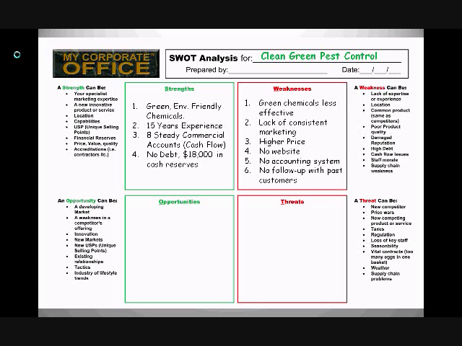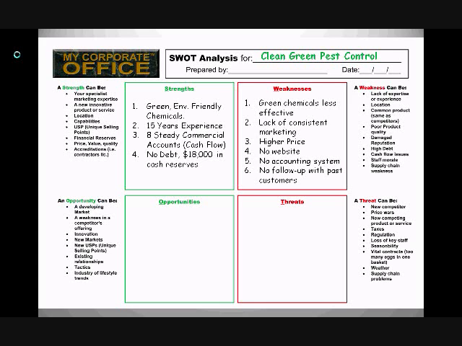2, the lack of consistent marketing. We haven't been consistent. Some here, some there, to the point that it's not really doing much good. 3, a higher price. The green solutions are more expensive than traditional pesticides, and we have to charge more accordingly. 4th, no website. Ouch, people can't find us on the web right now. 5, no accounting system. We just kind of run things in and out of the checkbook, so we know that we are weak on controls.